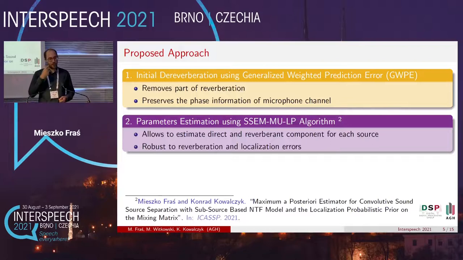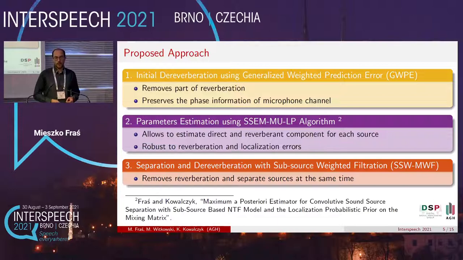Next, we estimate the filter parameters with a subsource-based expectation maximization algorithm with multiplicative update and localization prior. I will tackle this in the next slide. However, let's just say that this algorithm is robust to reverberation and it is able to estimate direct and reverberant components for each source. And finally, we perform dereverberation and source separation jointly by applying the proposed subsource weighted filtration.